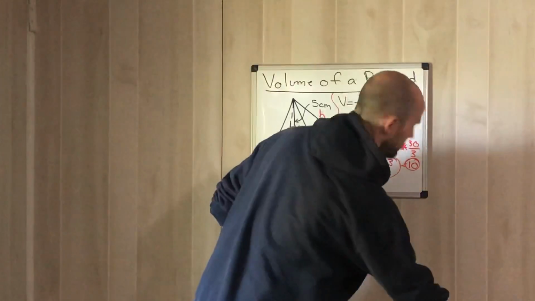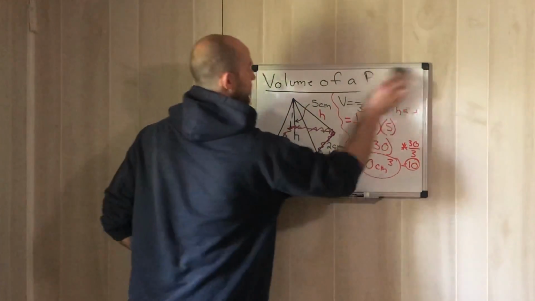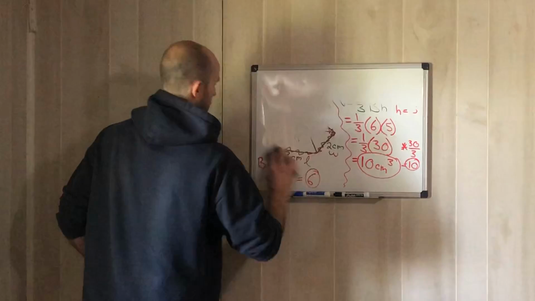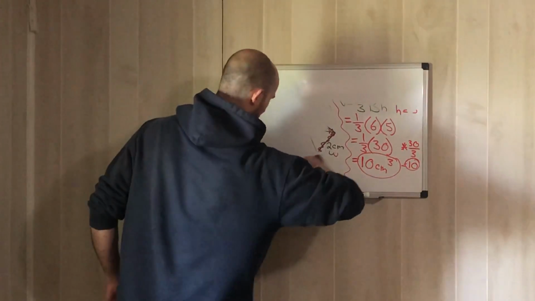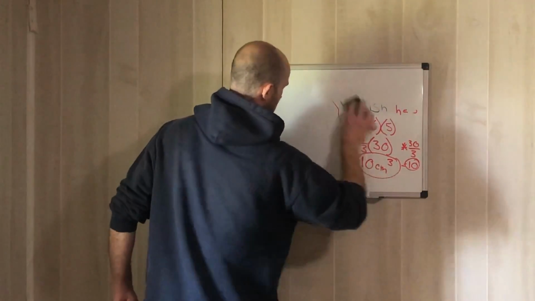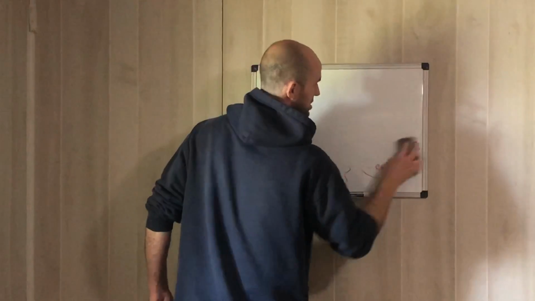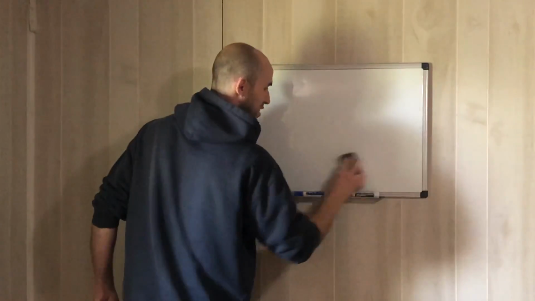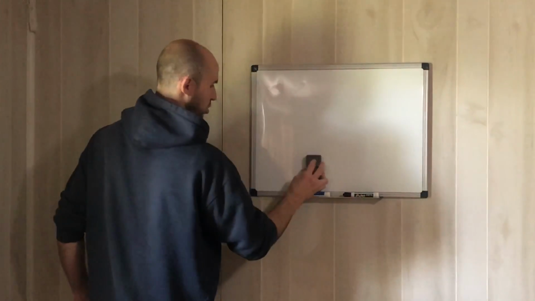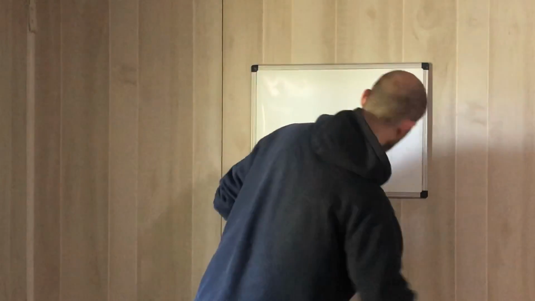Let's try another one, just to make sure that you guys actually feel comfortable with this. But always remember, whenever you're finding volume, volume is always what's on the inside of a figure. Surface area is what's always on the outside. And the third just comes from us comparing it to a rectangular prism because it's 3 times smaller.